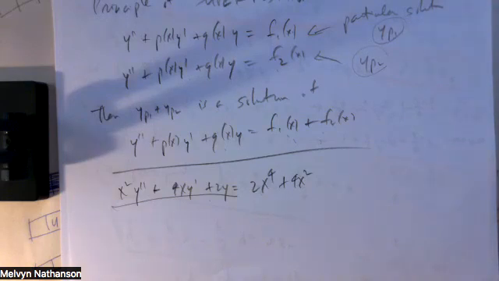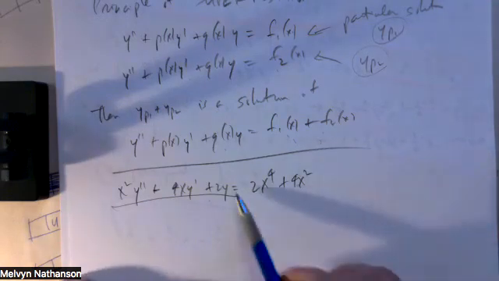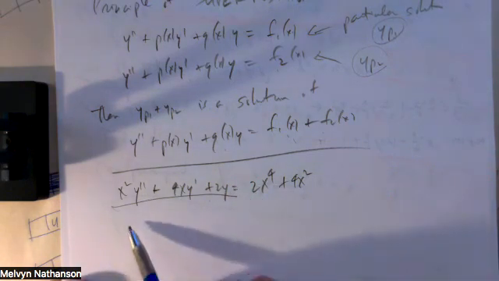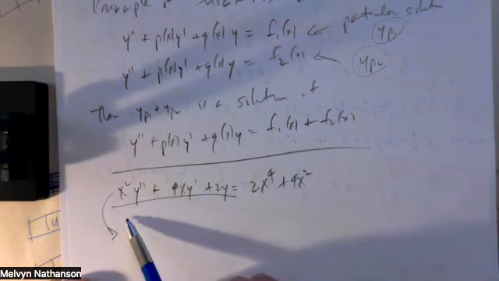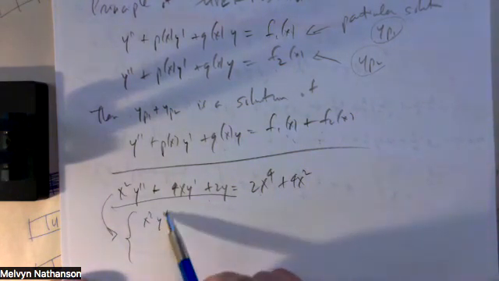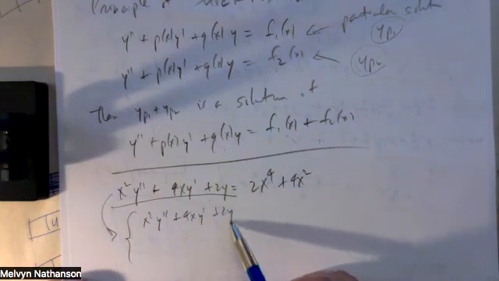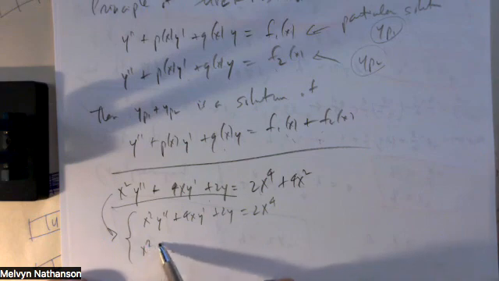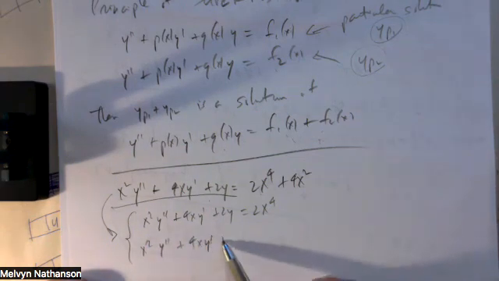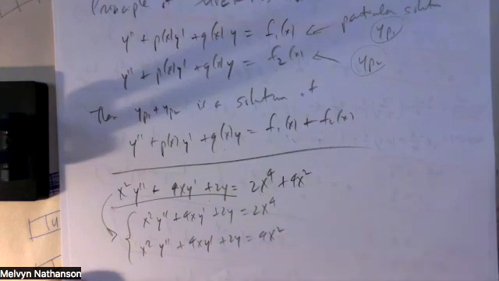So the principle of superposition says it's enough to solve separately the two equations x squared y double prime plus 4xy prime plus 2y equals 2x to the fourth, and x squared y double prime plus 4xy prime plus 2y equals 4x squared. Let's find a particular solution.